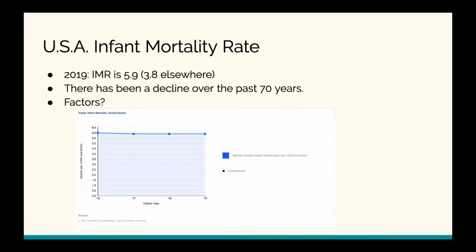To start off, we're going to look at the United States infant mortality rate as a whole. In 2019, the infant mortality rate for the U.S. was 5.9%. This is in comparison to the 3.8% infant mortality rate for the OECD. This is a conglomerate of other countries that are close to the U.S.